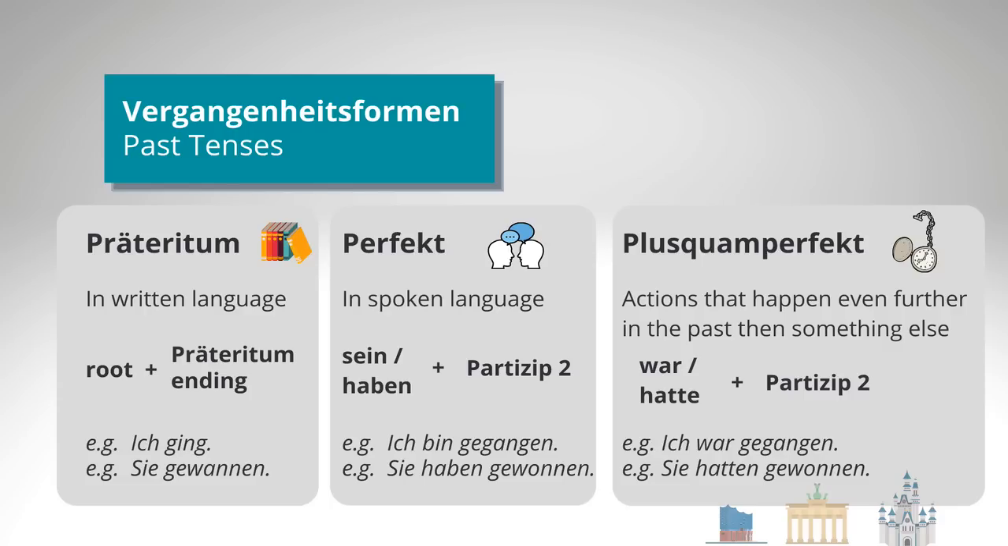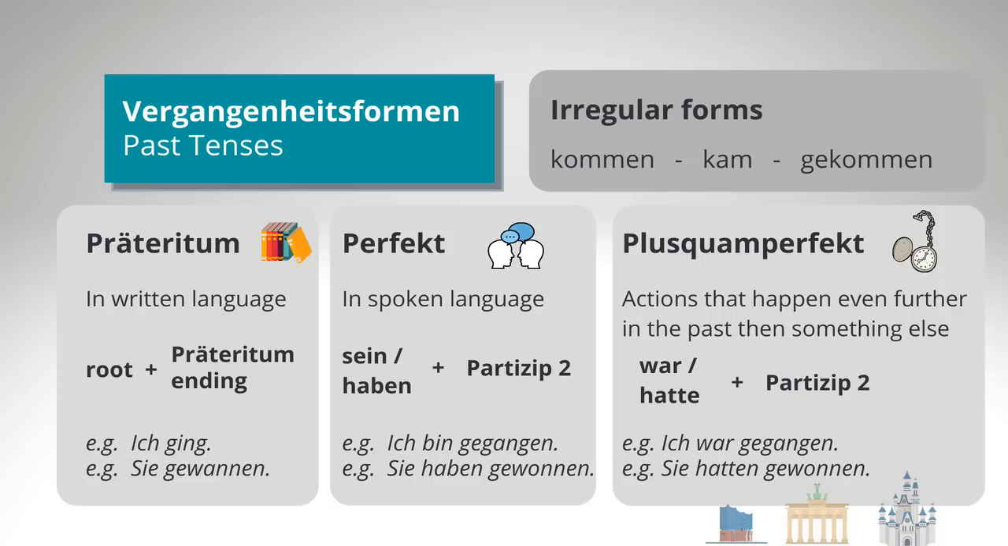And the corresponding perfect form would be sie haben gewonnen. They have won. Sie haben gewonnen. And the corresponding plusquamperfect would be sie hatten gewonnen. They had won. Sie hatten gewonnen. Got it? So now let's have a look at the irregularities.